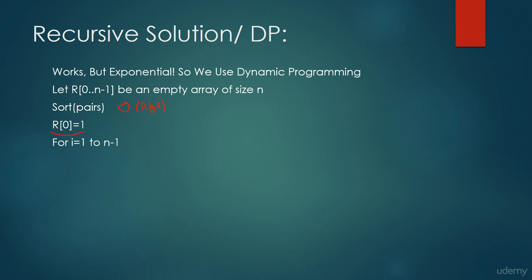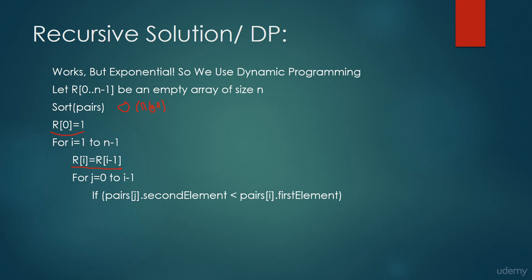And then we go for i equal 1 to n minus 1. Ri is equal to Ri minus 1. That's the first part of the recurrence relation. And then we go for j equals 0 to i minus 1. So we're at pair i here, and we're going from j, from 0 all the way to i minus 1. I'm checking if pairs j, this pair's second element, is less than pairs i's first element.